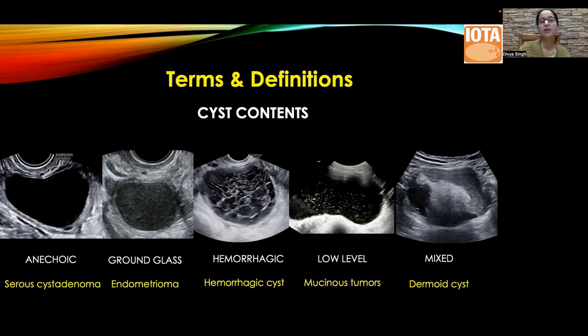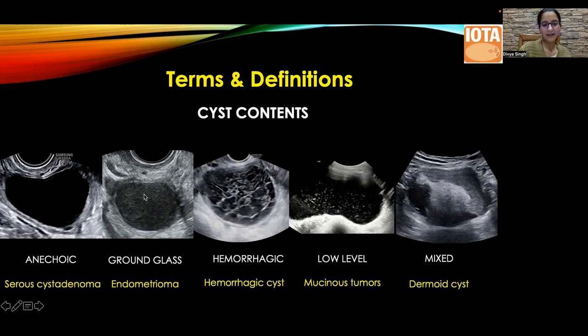Now, if you see a cyst, besides seeing its appearance and describing it in terms of being unilocular, unilocular solid, multilocular, or multilocular solid, next you need to see its contents and identify the echogenicity of the contents. As I said earlier, if the contents are completely black, it is termed as anechoic, and anechoic appearance is typically seen in follicular cysts or serous cystadenomas, as seen here.